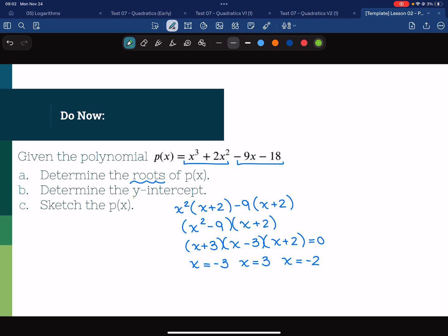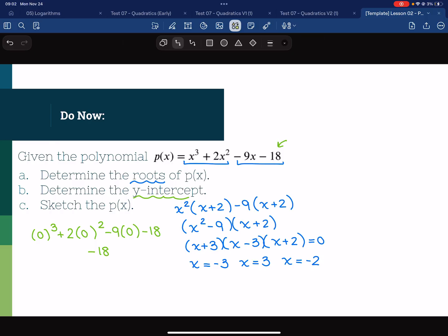To find our y-intercept, it's kind of nice here because we know it's just whatever this last term is. Because while we set y equal to 0 for the roots, we're setting x equal to 0 for the y-intercept. So really, even when I plug all of that in, I know I'm going to be looking at a negative 18.